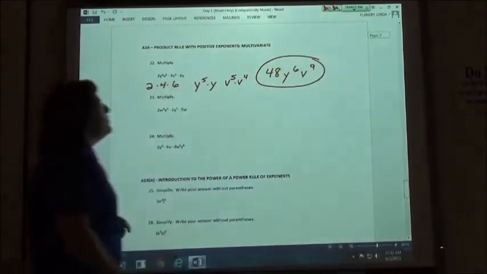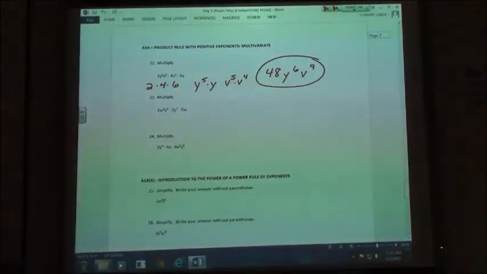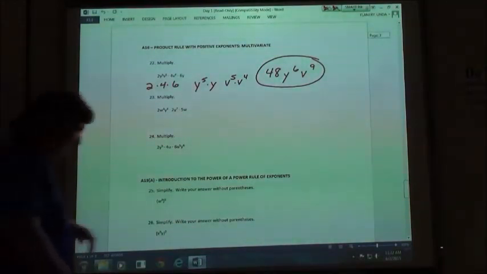Now, does it matter which order I put my variables? No, because I have the commutative property that says I can put them in whatever order I want. In best form, they usually will put them alphabetically, but they're not going to care. So it's up to you.